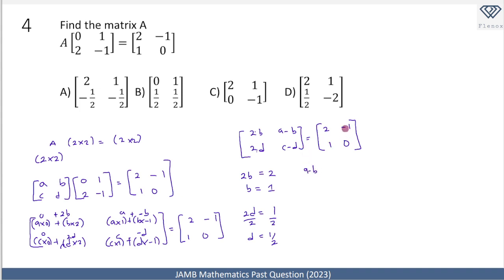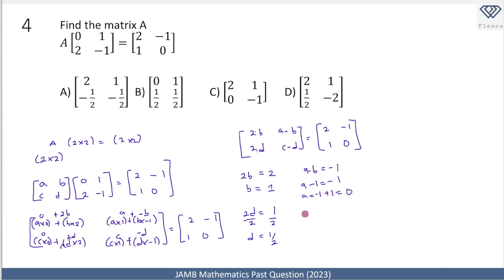Moving on to the next value over here, we have A plus B, and in this case now, that must be equals to what? Minus 1. And we've gotten B to be equals to 1. So how do we go about that? So that becomes A plus 1 is equals to minus 1. So A becomes minus 1 minus 1, which is equals to 0.